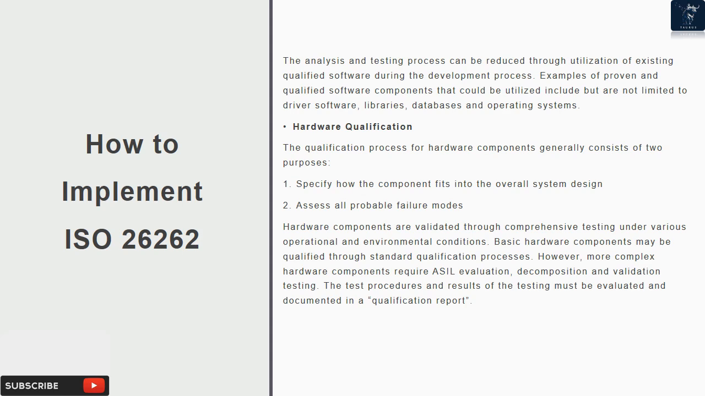Hardware qualification. The qualification process for hardware components generally consists of 2 purposes. Specify how the component fits into the overall system design. Assess all probable failure modes. Hardware components are validated through comprehensive testing under various operational and environmental conditions. Basic hardware components may be qualified through standard qualification processes. However, more complex hardware components require ASIL evaluation, decomposition, and validation testing. The test procedures and results of the testing must be evaluated and documented in a qualification report.